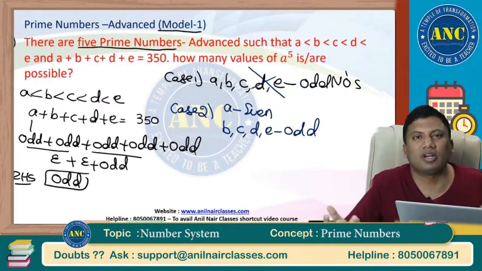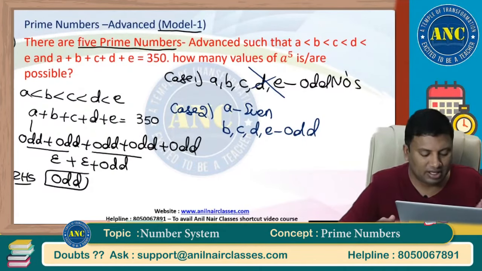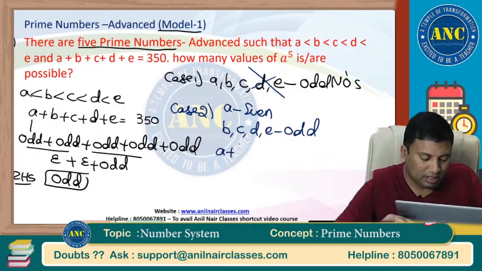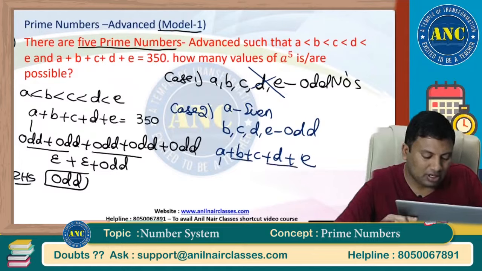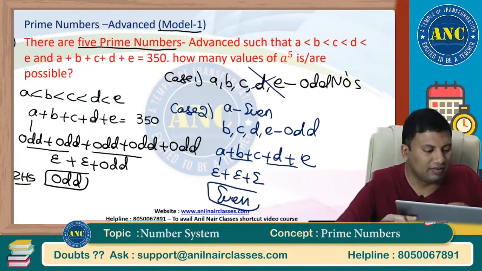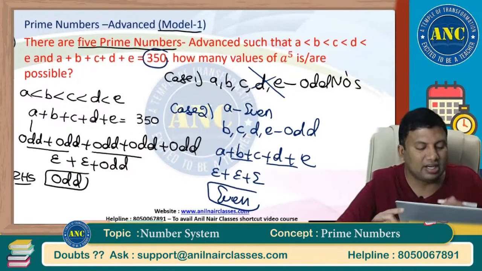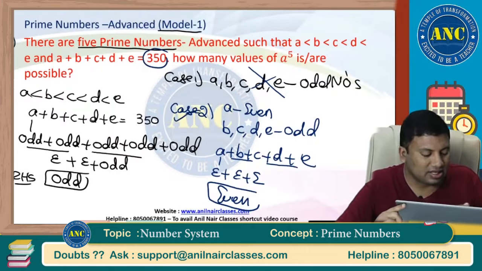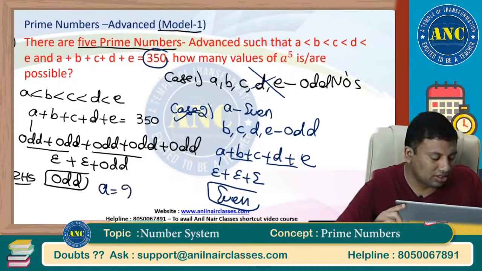Why? Because the lowest prime number which is even is 2. So this is nothing but A plus B plus C plus D plus E. Odd plus odd is even, odd plus odd is even, and even plus even is even. On the right hand side it is an even number. This case is satisfied. The lowest even prime number is 2.